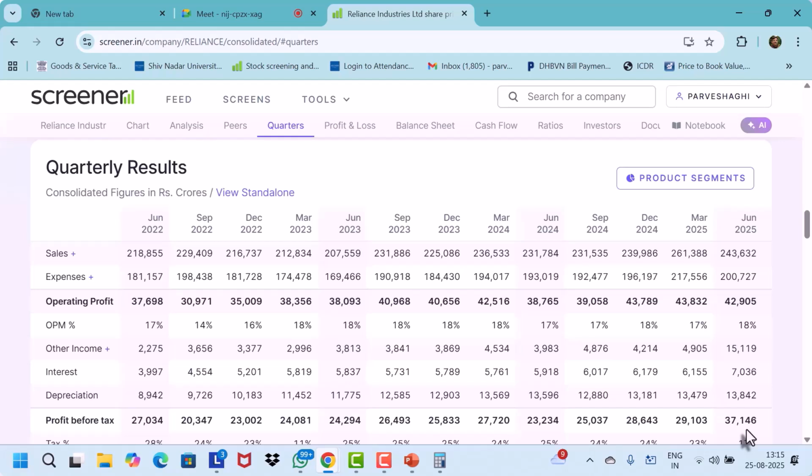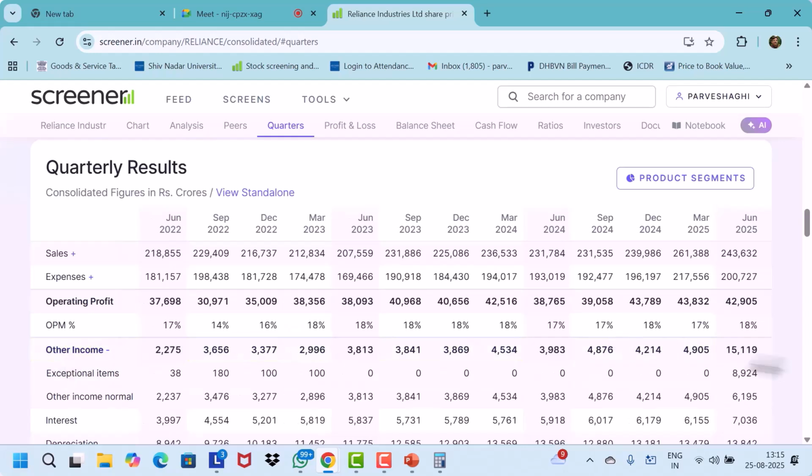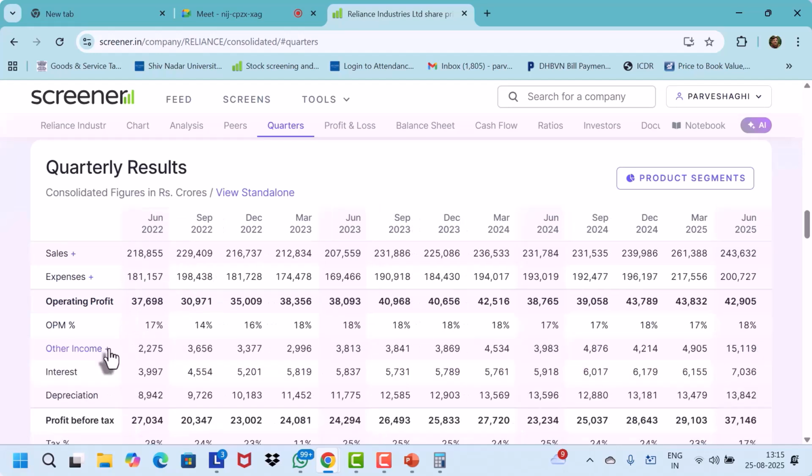Yes, sir. If you look at the other income, it is not the regular income, but the other income which has jumped from close to 4,900 to 15,000. Whereas the operating profit of the company has gone down, isn't it? The operating profit of Reliance has shown a decline from 43,000 to 42,900, a slight dip of about 800 crores, or 1,000 crores. But the net profit has gone up. Why? Because the company has shown some extra income.